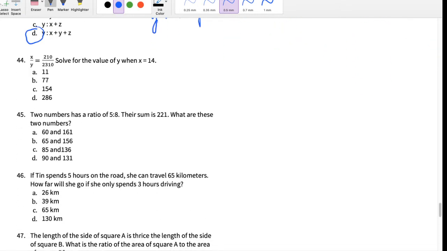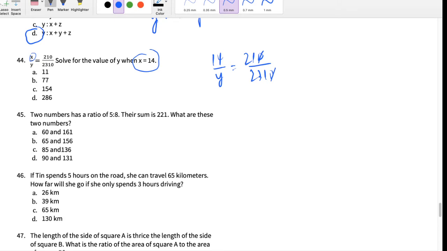Number 44. X over Y is equal to this one. Solve for the value of Y when X is equal to 14. So that just means we substitute this 14 into the value of X. So, 14 over Y is equal to 210 over this. Okay? So, we can simplify this one. It becomes 21 over 231.